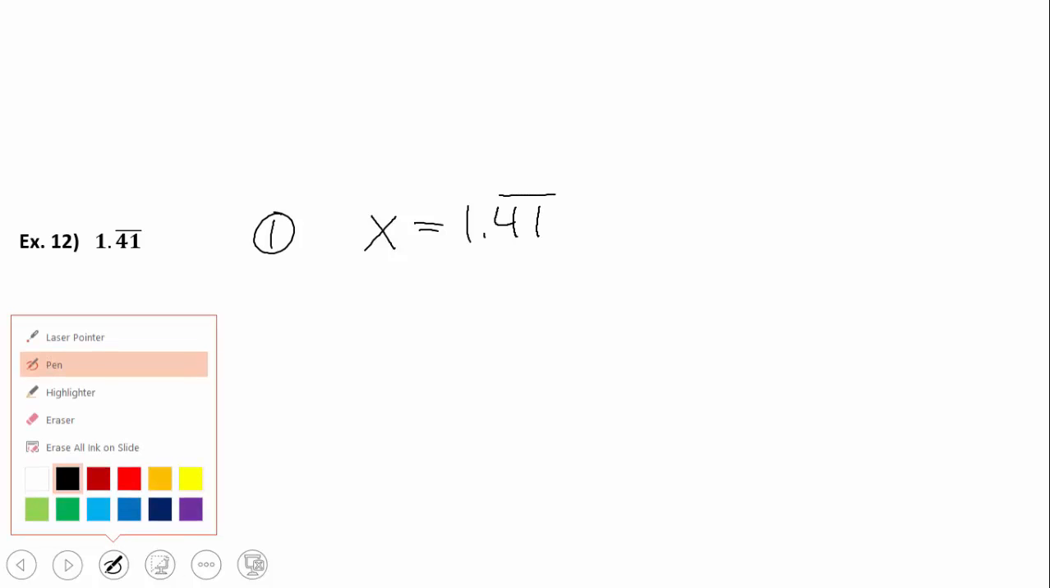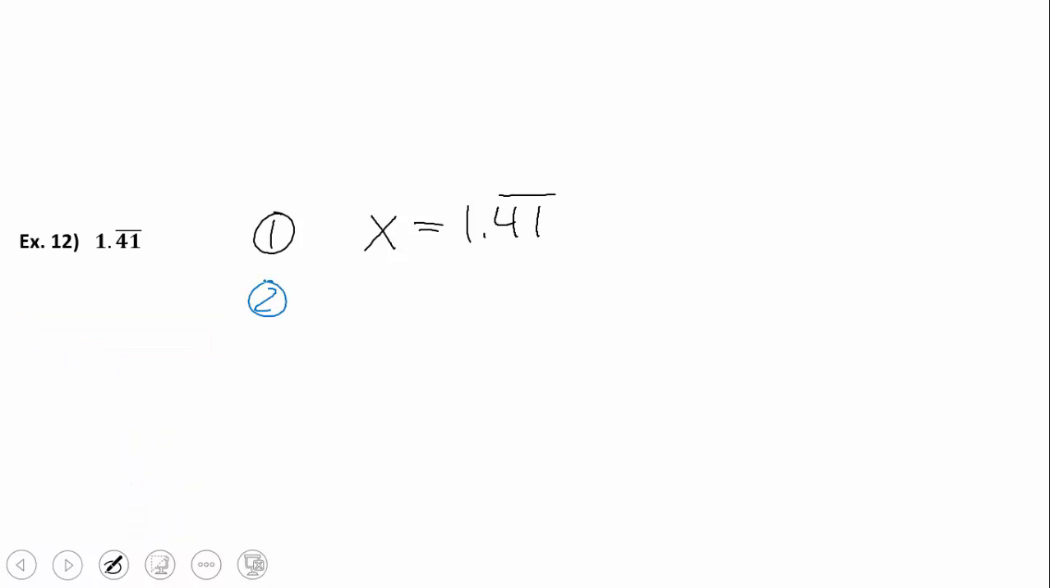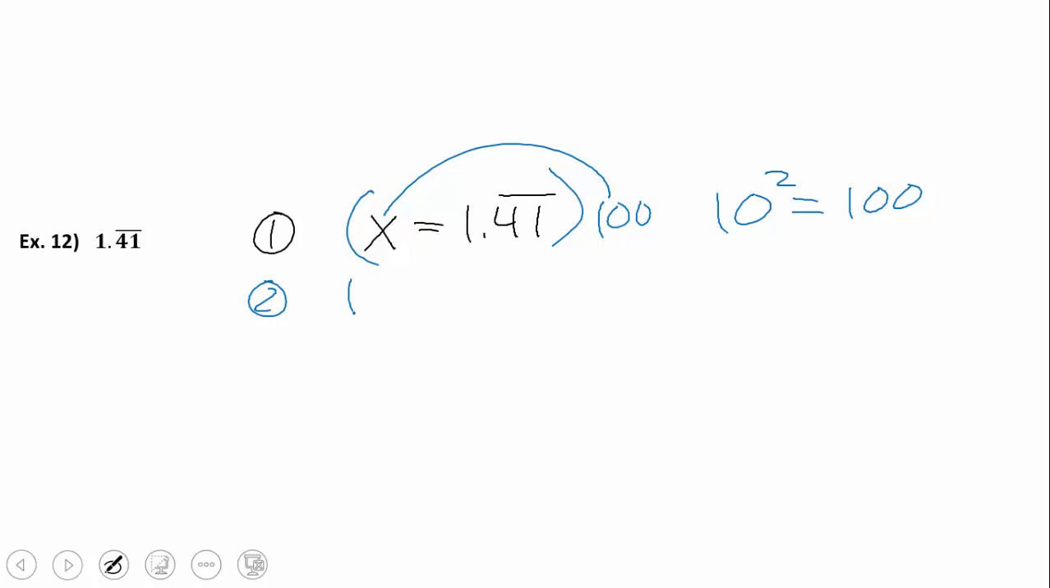One more. So we have 1.41 repeating. So step one is to write that equation. So we have x equals 1.41 repeating. And step two, we have two repeating decimals. So that's 10 to the 2. We're going to multiply by 100. So I'm going to multiply this whole thing by 100. And 100 times x is 100x. And 100 times 1.41, multiplying by 100 will move that decimal two places. So I get 141. And I still want that decimal, the repeating part, 41.